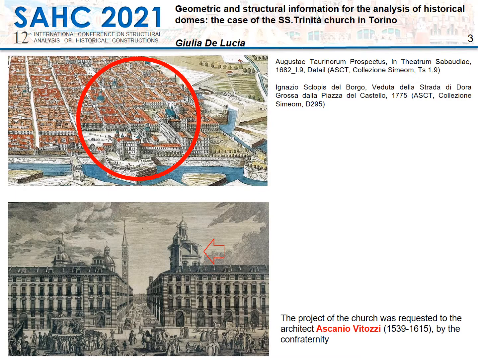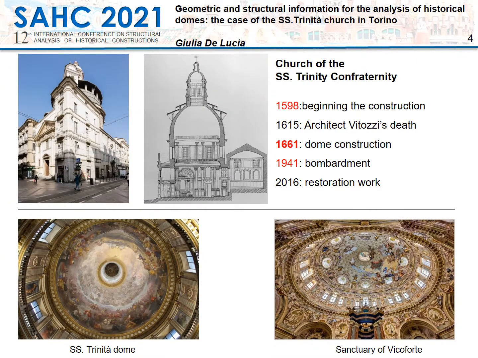Then, the confraternity requested the ducal architect Ascanio Vitozzi to design and build the church. He designed a circular central plan church with the choir behind the monumental altar. The construction began in 1598. In the same years, Vitozzi was working on the impressive project of the Sanctuary of Vicoforte. Therefore, at the same time, he was designing two important domes.